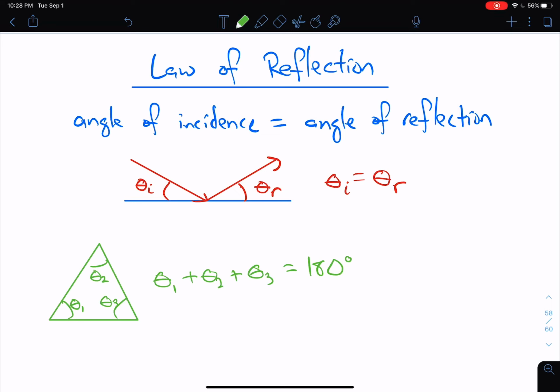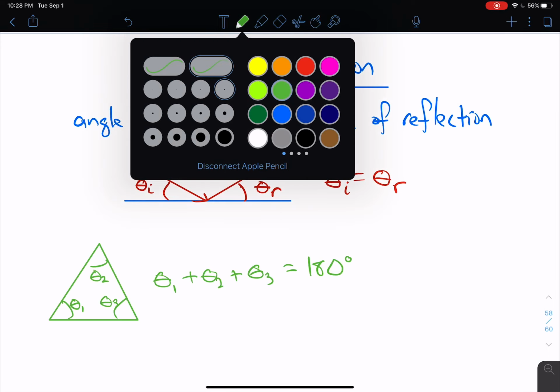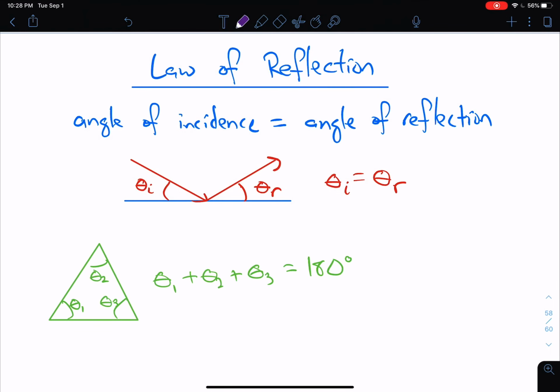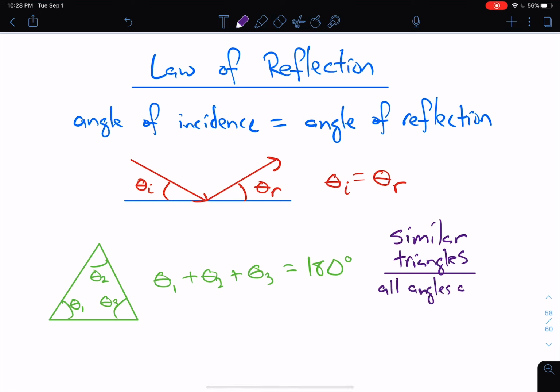The second thing that I want to remind you of is similar triangles. So for similar triangles, these are triangles where all the angles are the same. So all the angles are the same. So why is that important? Well, let's say I've got something like this.